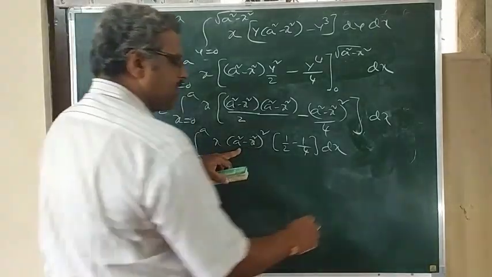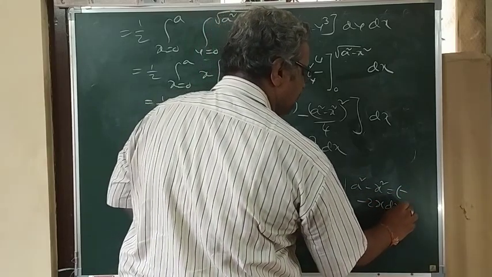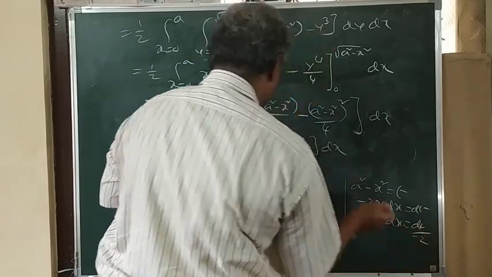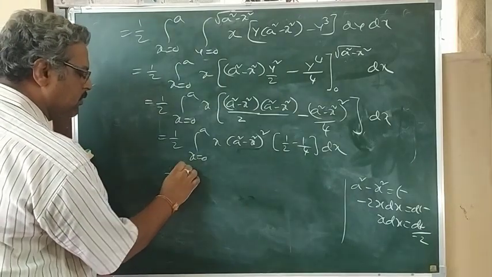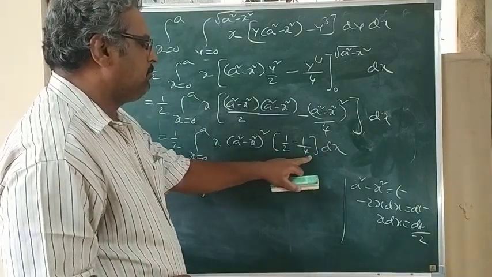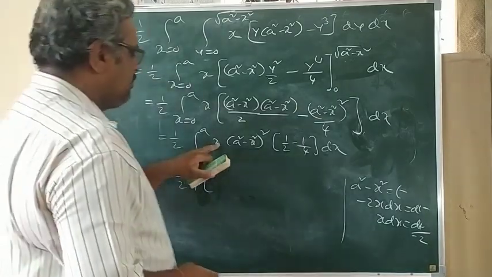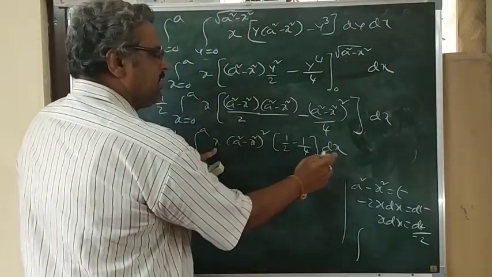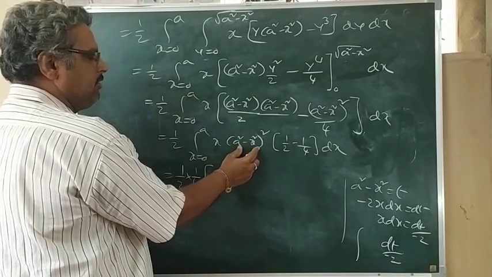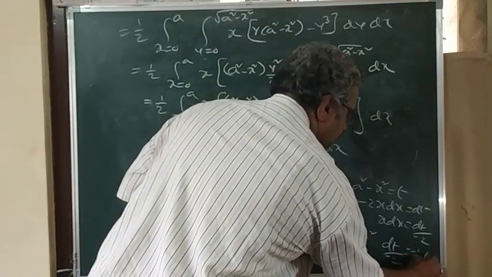Now put a square minus x square equals t. Then minus 2x dx equals dt, so x dx equals dt by minus 2. Using this, 1 by 2 minus 1 by 4 is nothing but 1 by 4. x dx is dt by minus 2, and a square minus x square is t, so we have t square. The integration of t square is minus 1 by 2 into t cube by 3.